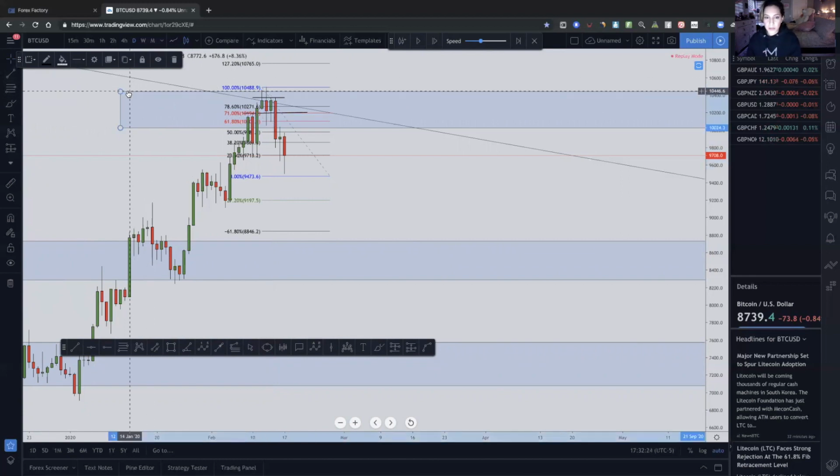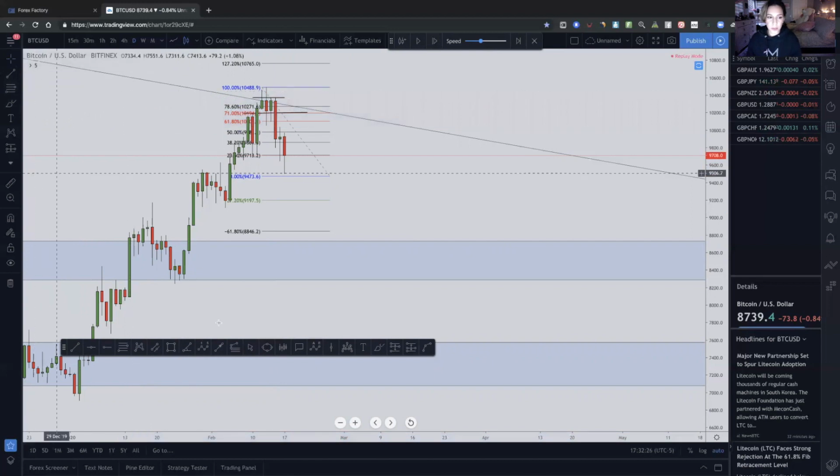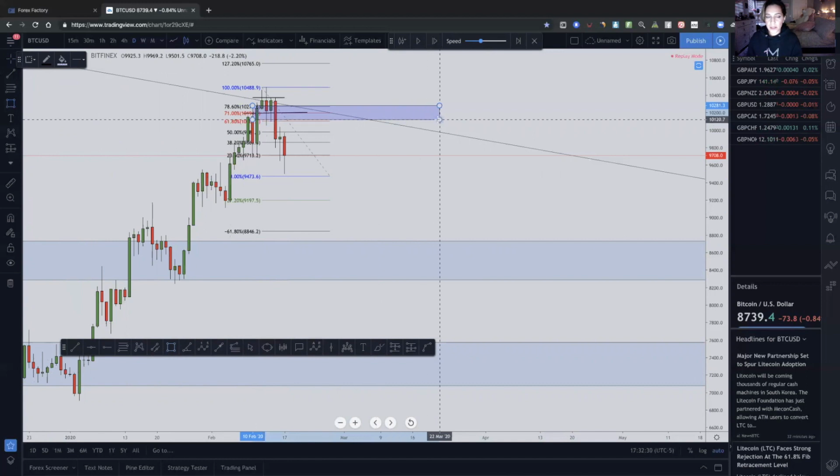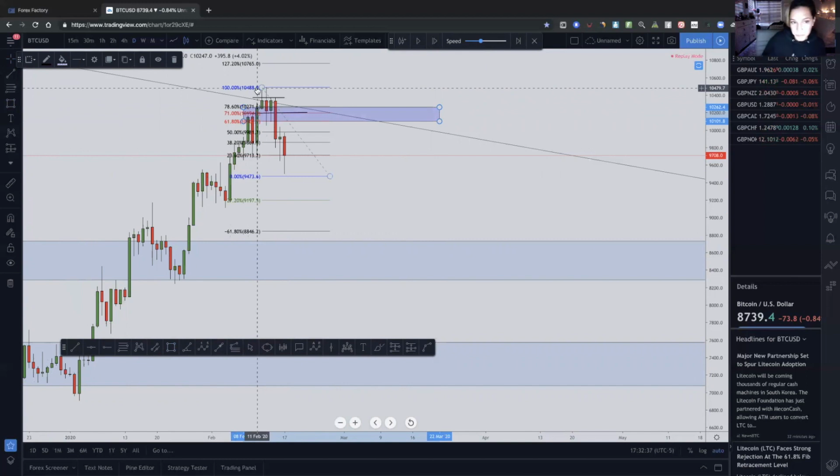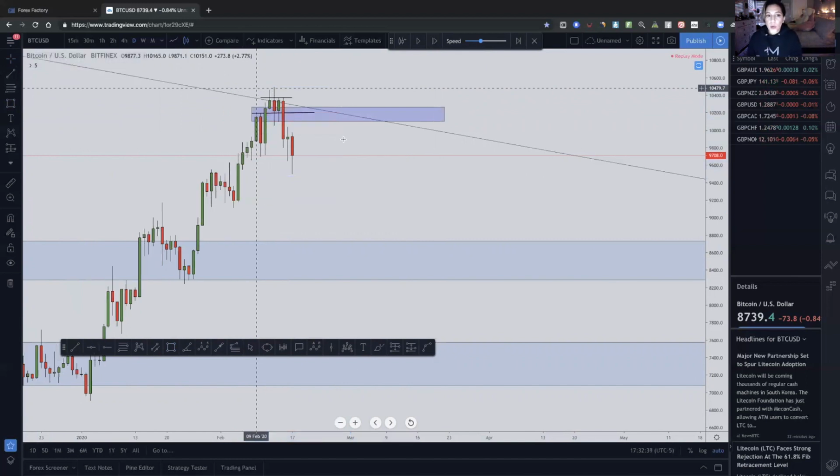Now I'm gonna delete this blue box just for clarity purposes because we've already gone over that. So I just like to look around this area, and this is my ideal entry area, okay? That's my ideal entry area. Now, what I'm looking for is to see if the market can come back and retest this.